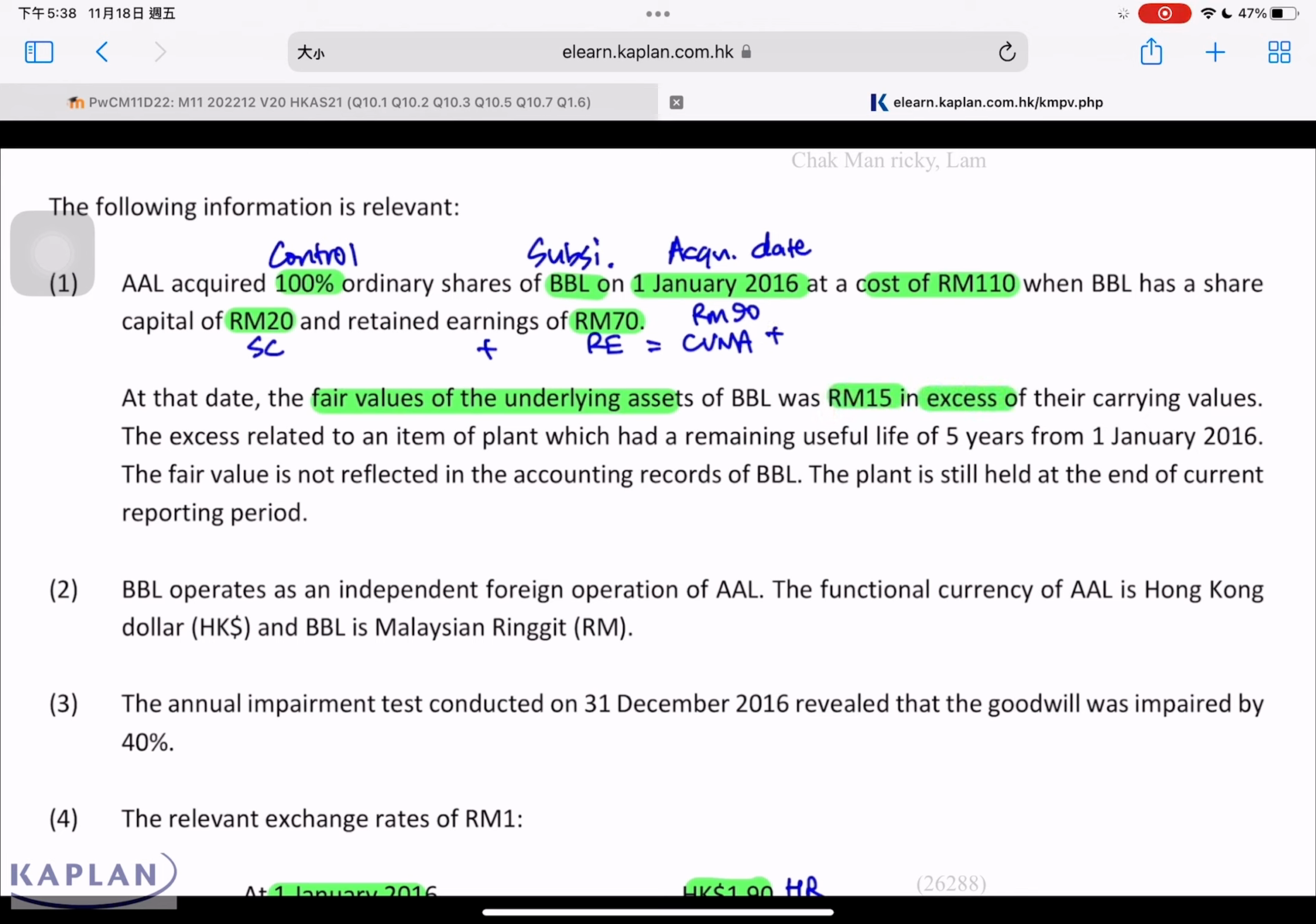So there's an increase of 15 relating to PPE, plant. The plant has a remaining useful life of 5 years. When we increase the value of the assets, we must increase the depreciation over the 5 years. 15 over 5 years, 1 year will be equal to 3 depreciation, post-adjustment. The goodwill was impaired by 40% at the year end. When the goodwill is impaired, meaning that there must be a goodwill, then we must adjust the goodwill down by 40%. Take note for this later on.